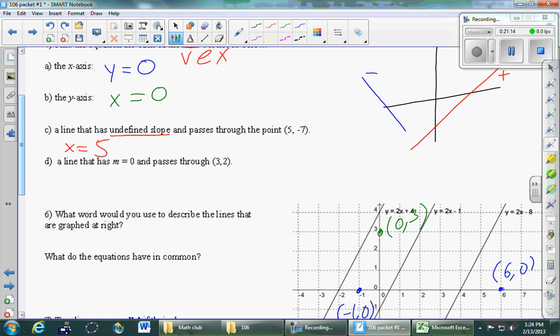Part D, a line that has m equal to 0 and passes through the point (3, 2). Again, we're detectives. The first clue, the slope is 0. You've got the big ideas up above. Slope is 0, so it's a horizontal line. Is it x equals or y equals? It's y equals. At the point (3, 2), how much does y equal? y equals 2.